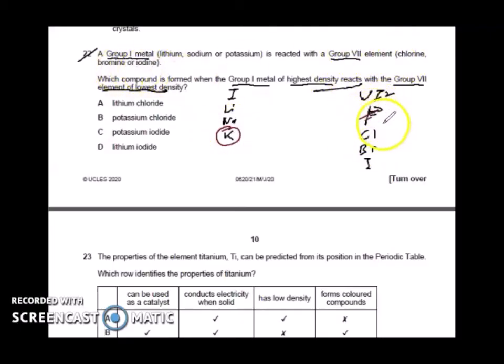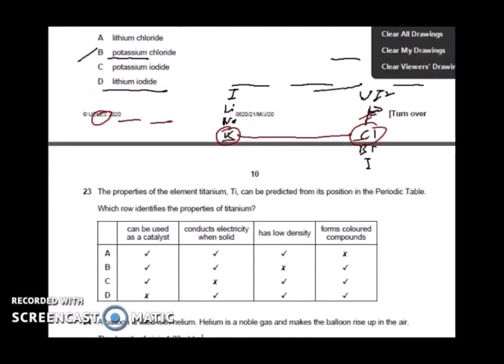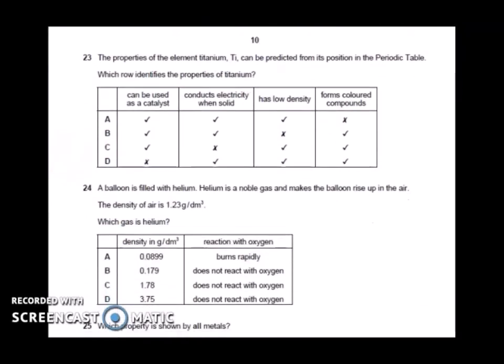So there is no fluorine here. So this is the lowest density. This combination you have potassium iodide. Oh no, sorry. So the answer here should be potassium and chlorine. Is potassium and chlorine. So it should be B. Okay, scroll down furthermore. Okay, now question 23.